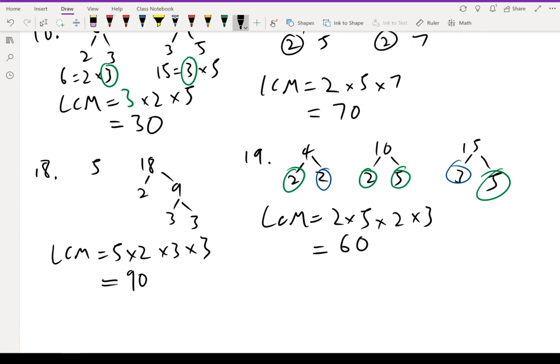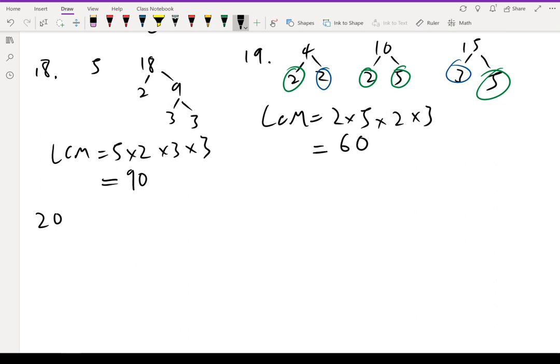You circle common factors between any two numbers. Okay, first you do the ones that are common between all three, and then after that you do between all two, and then lastly the individual numbers. So that's question 19. Question 20.